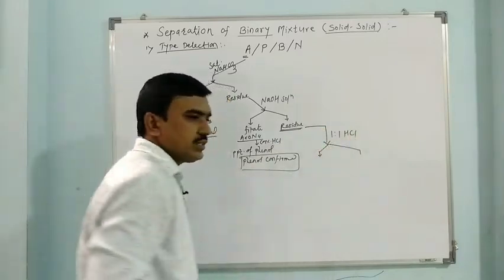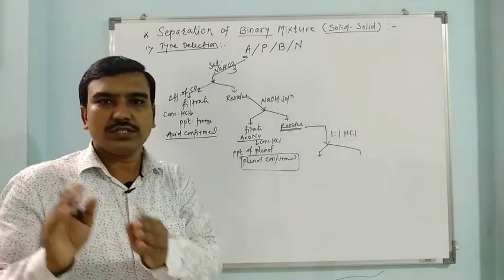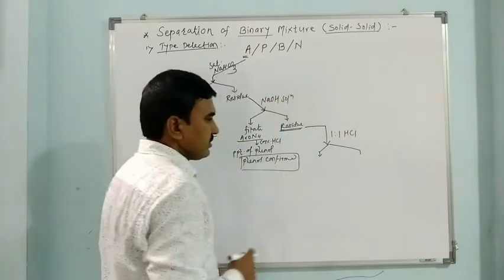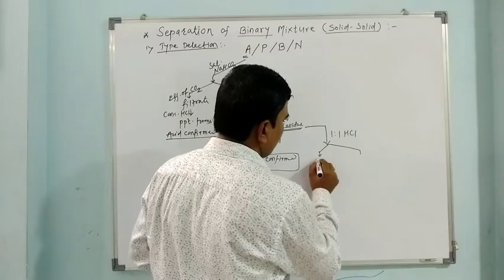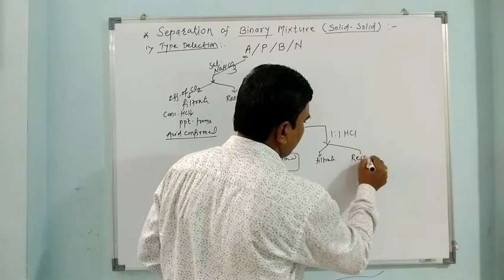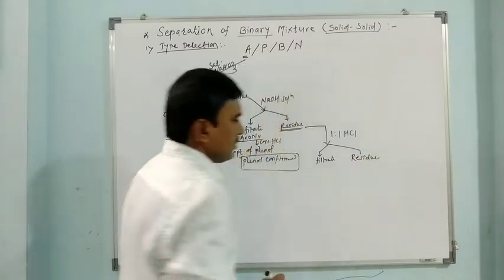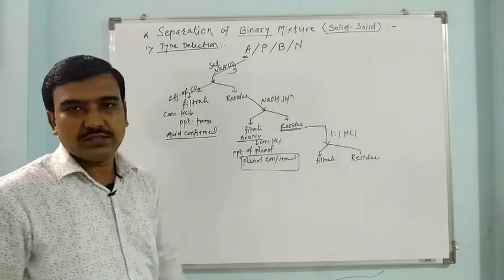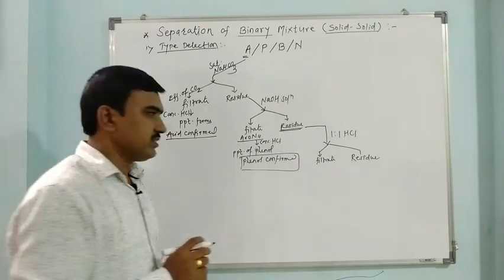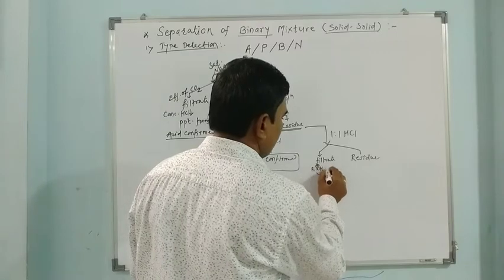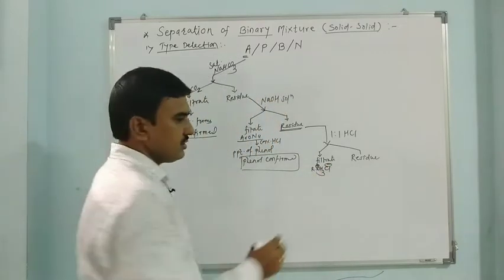So this 1:1 HCl means it is 50% concentrated HCl. Equimolar concentrated HCl and distilled water, it is 1:1 HCl. So here this is filtrate and here there is a residue. So in this filtrate, we are having the salt of this base. Generally organic bases are amines. So these are NH3+ and here there is a Cl-. So this salt is formed here.